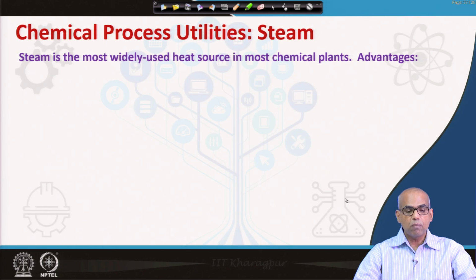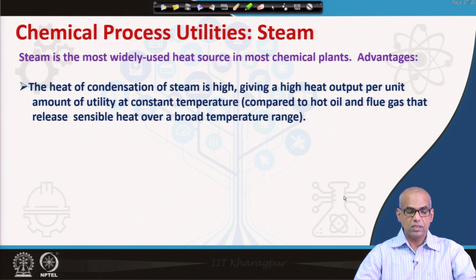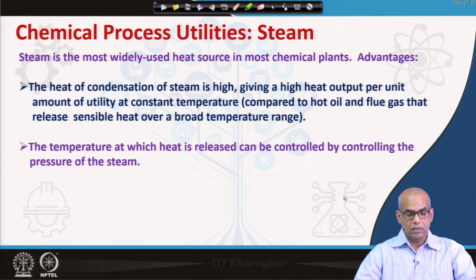Steam is the most widely used heat source in most chemical plants. So, steam is a very important process utility. It has several advantages, such as the heat of condensation of steam is high, giving a high heat output per unit amount of utility at constant temperature, compared to hot oil and flue gas that release sensible heat over a broad range of temperature. The temperature at which heat is released can be controlled by controlling the pressure of the steam.